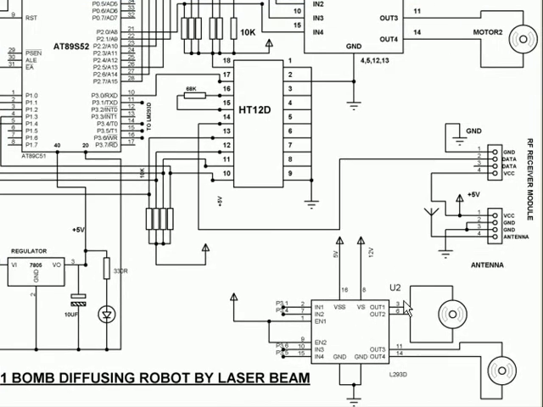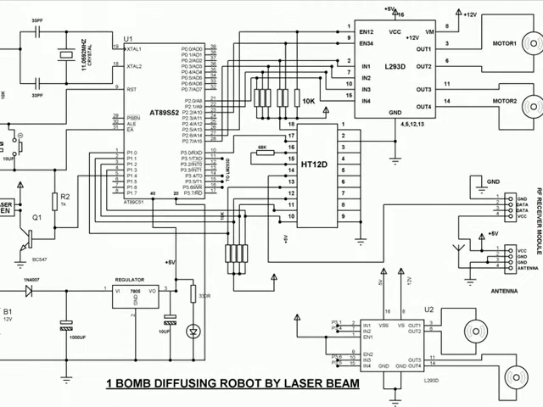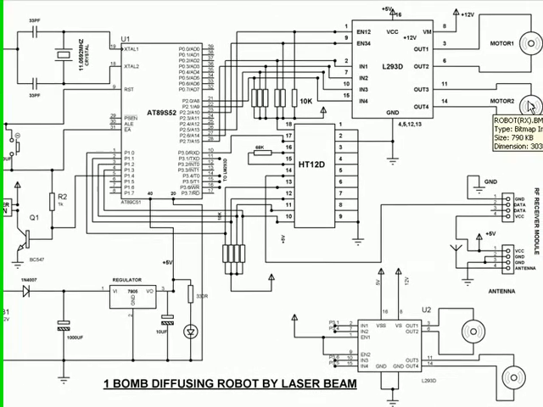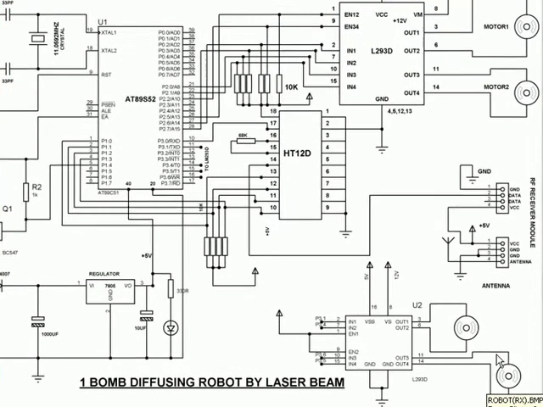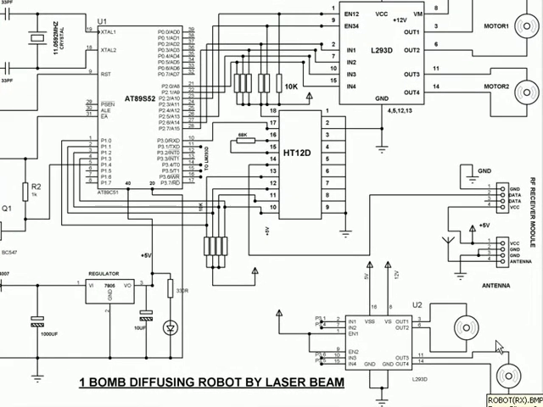Before that, we also have one more motor driver IC, which is also connected in similar fashion to two motors. These pair of motors take care of the forward movement, backward movement, left, right, and these two take care of the pick and place arrangement, where one motor is meant for picking and one motor is meant for the arm.